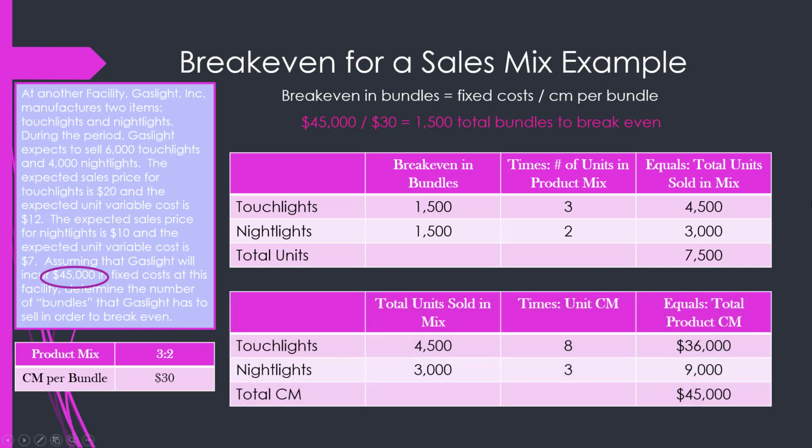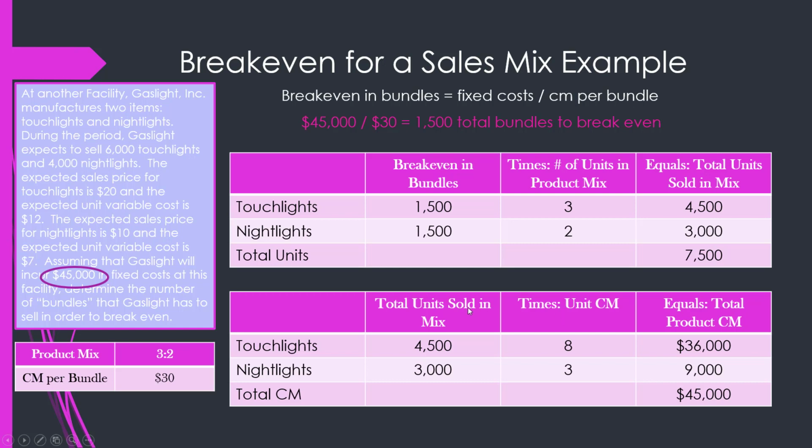Well, now that we know how many total units are going to be sold of each model, we can multiply that by each one of those particular models' unit contribution margin. We're proposing to move 4,500 touch lights, and we know that each touch light has a unit contribution margin of $8, the $20 sales price less the $12 variable cost. Well, 4,500 times 8 is 36,000. So if we do sell 4,500 touch lights at those points, we're going to generate a total margin of 36 grand from the sale of that product.